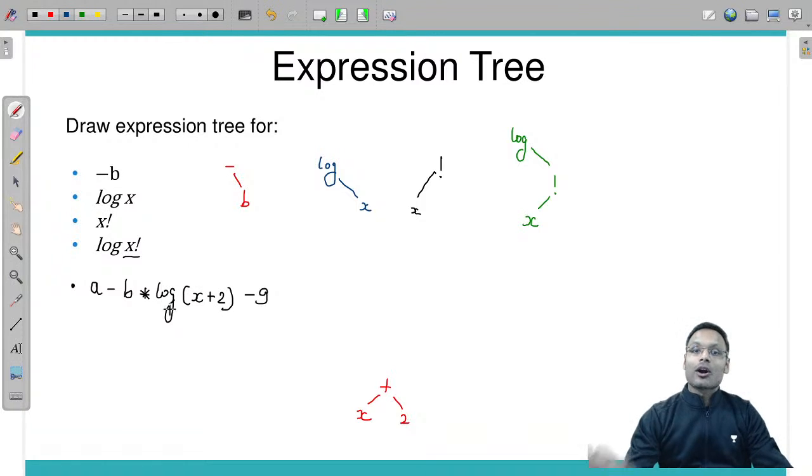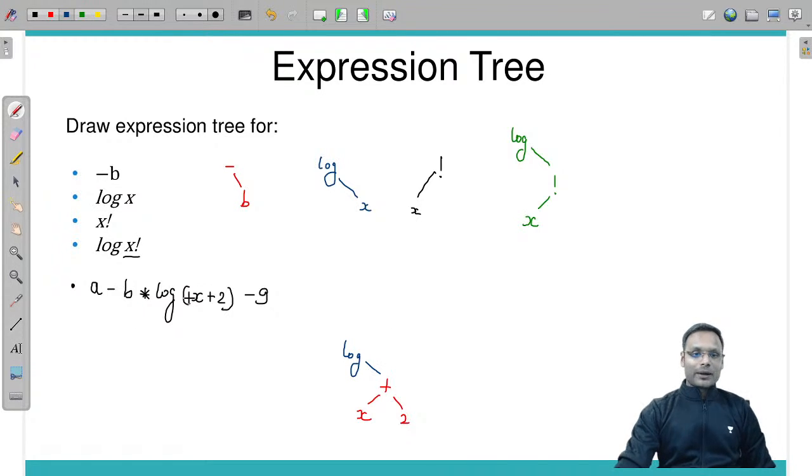Why? Just because log has more precedence than the binary operators. All these are binary operators: minus, multiplication and minus. So log I'll have to solve next. Log of this, right operand is x plus 2.